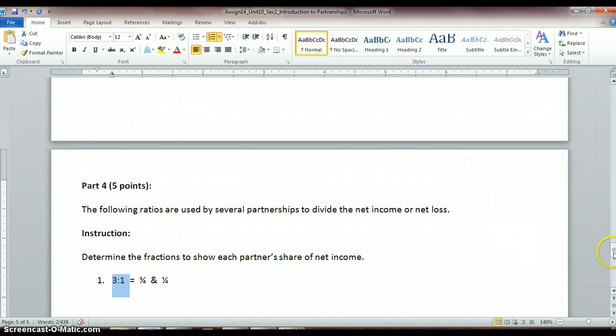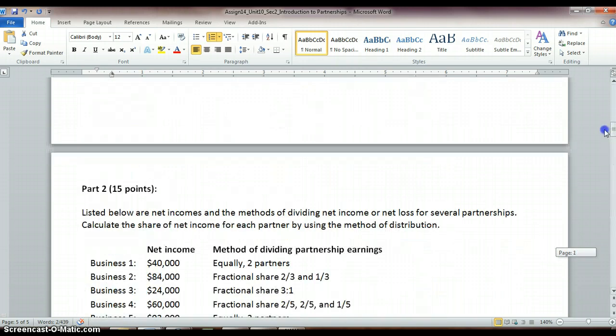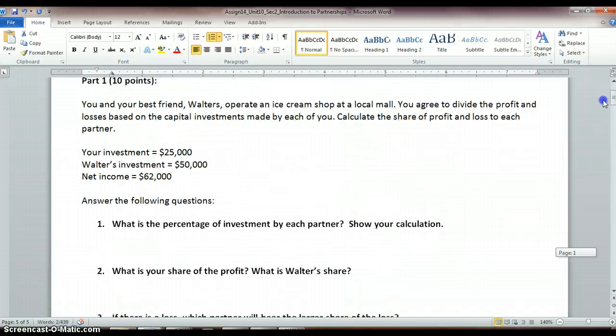And now that we know how to do those ratios and fractions, we can go through the rest of the assignment. So back up to Part 1. In Part 1, our directions tell us, you and your best friend, Walter, operate an ice cream shop at a local mall. We agreed to divide the profit and losses based on capital investments made by each of you. So we need to calculate the share of profit and loss to each partner.